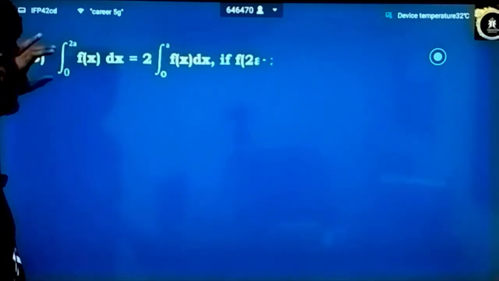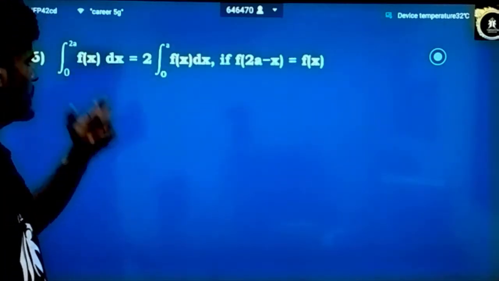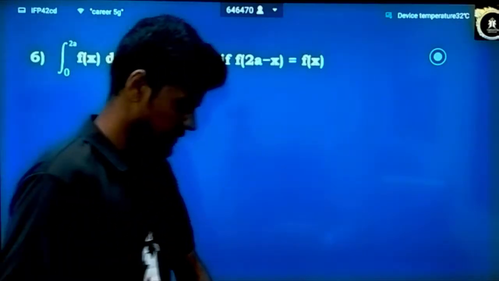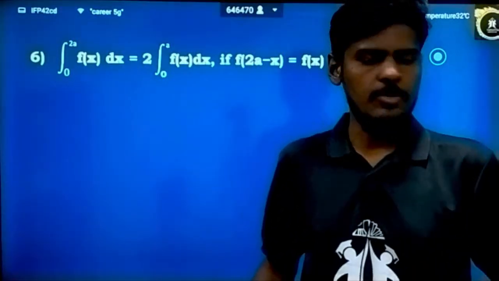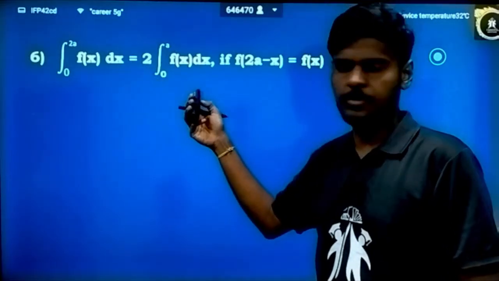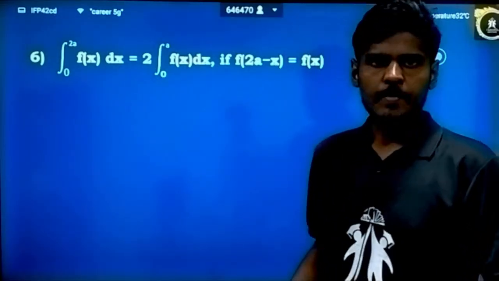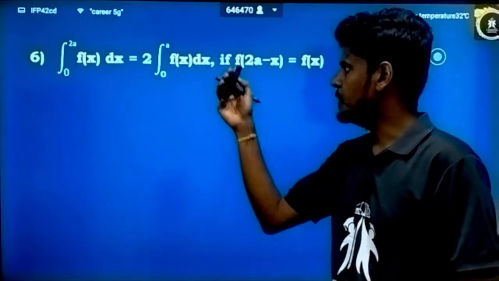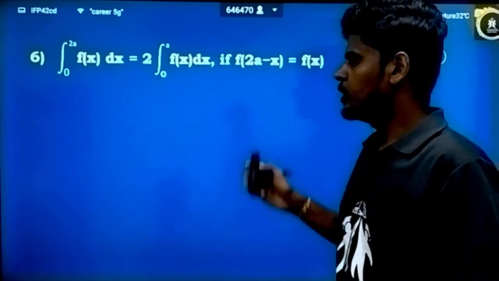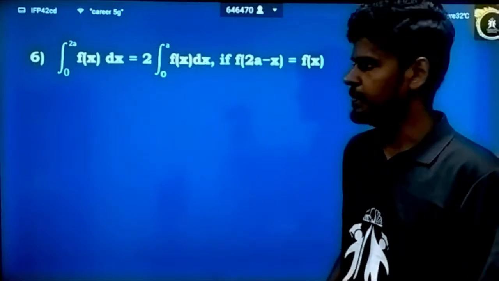Next one is the integral 0 to 2a f of x dx is equal to 2 times the integral 0 to a f of x dx. Again, this is applicable when f of 2a minus x is equal to f of x. The proof is similar to the previous property.